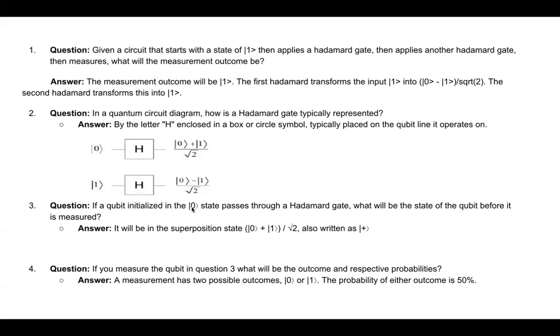Now, if a qubit is initialized to 0 and passed through a Hadamard gate, what will be the state of the qubit before it's measured? It will be in a superposition state. But since the initial qubit was 0, it will be in a positive state. If you measure the qubit in this question, what will be the outcome? Equal probability of it being 0 or 1, because that's the power of the Hadamard gate, putting a qubit in a superposition.